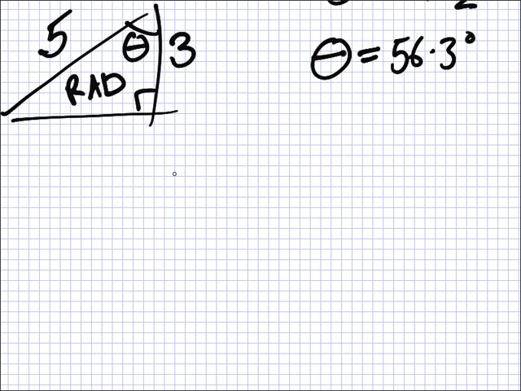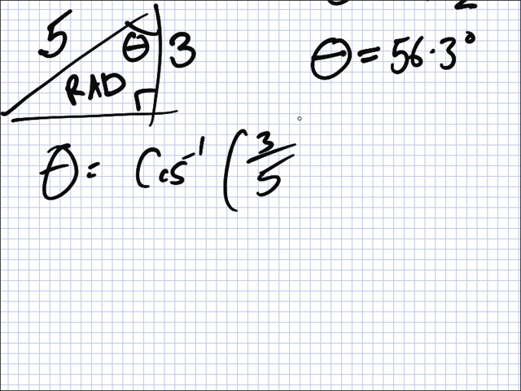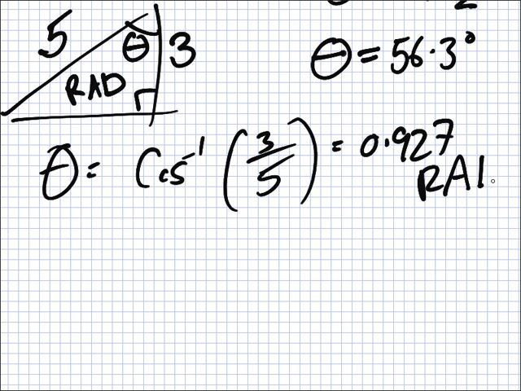Theta equals cos inverse of 3 over root 5. You can use shift mode or something like this, or can't you just find it? You could convert it then. What is it? 0.927 radians.